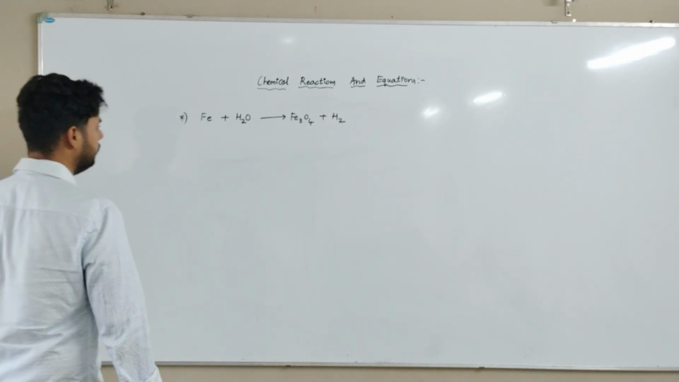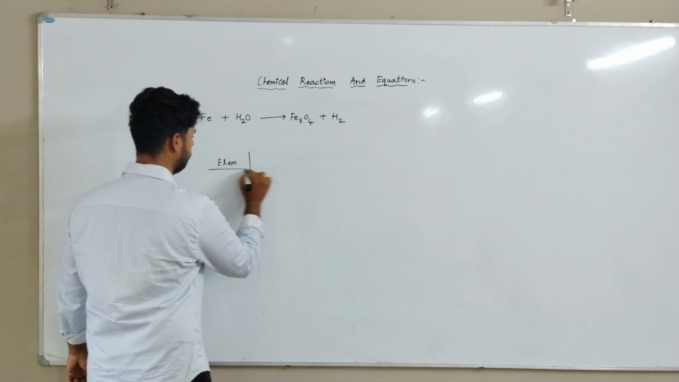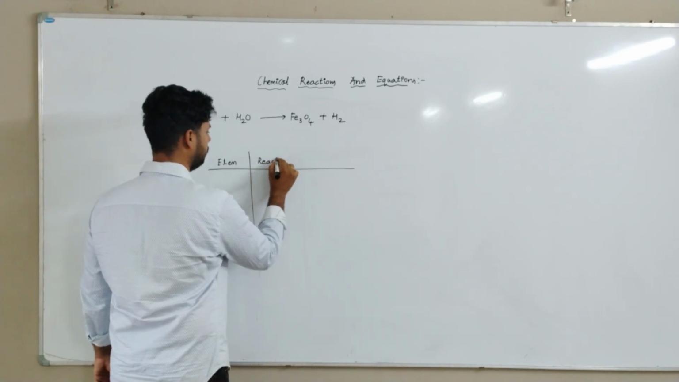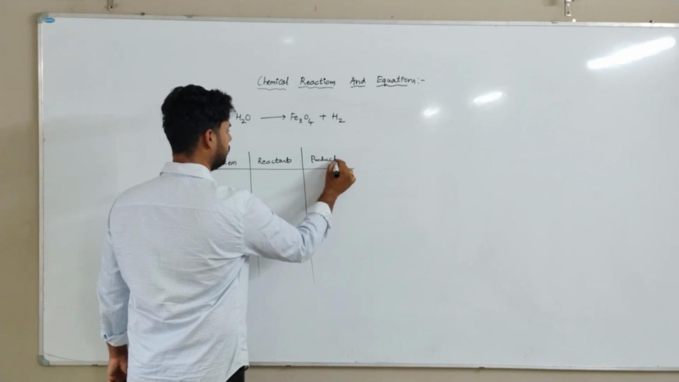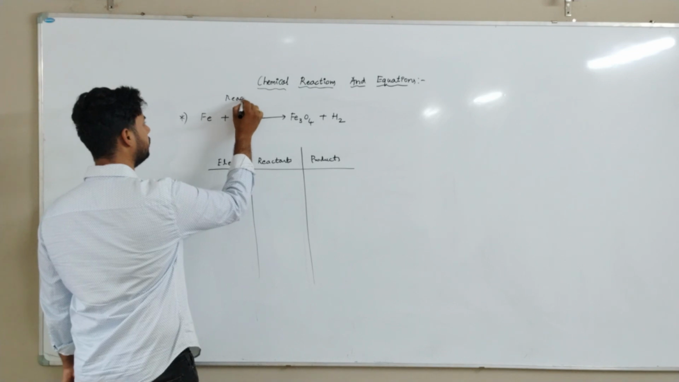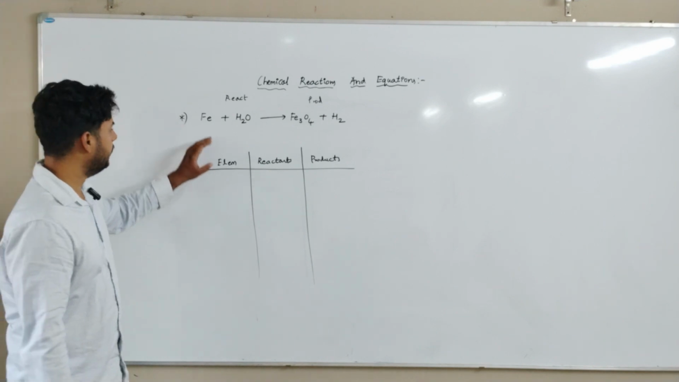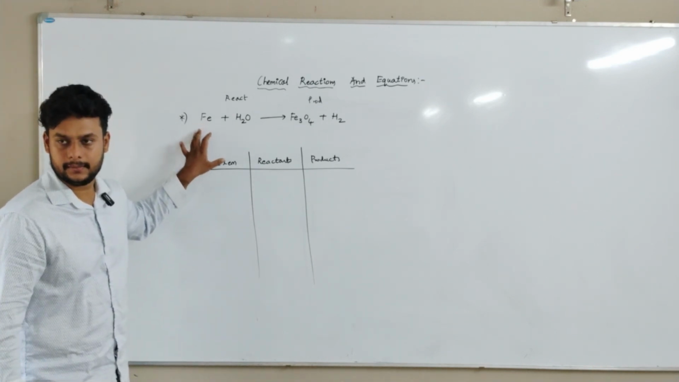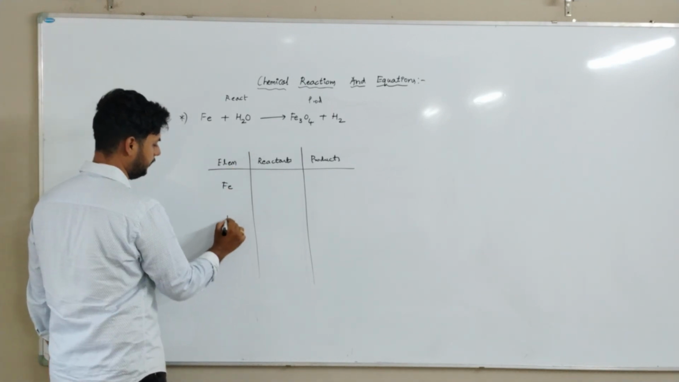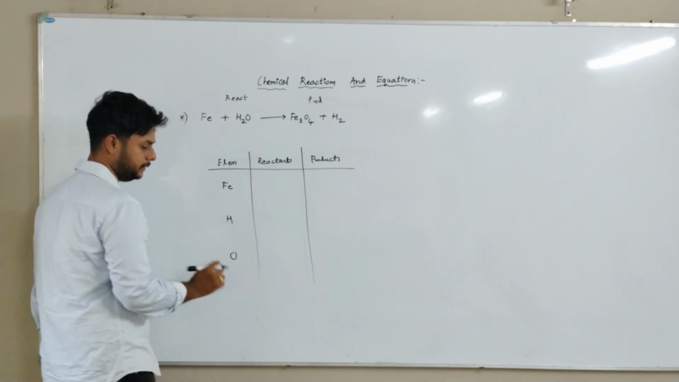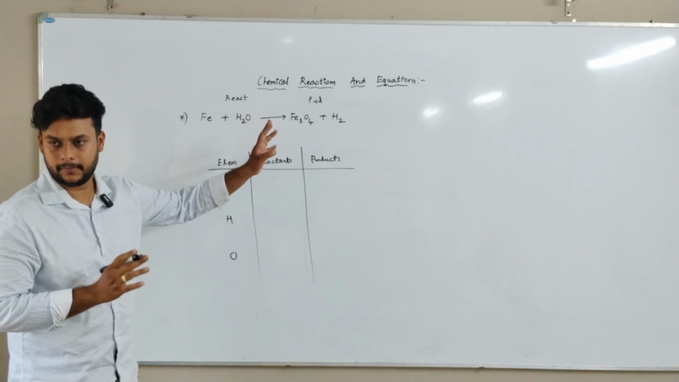This is the question. So first, elements. Reactants, products. This is the reactant side. This is the product side. Okay. So what are the elements here that you can see? First one, Fe means iron. Okay. So Fe. I have H, hydrogen, I have oxygen. These are the three elements. Here also the same will be there.